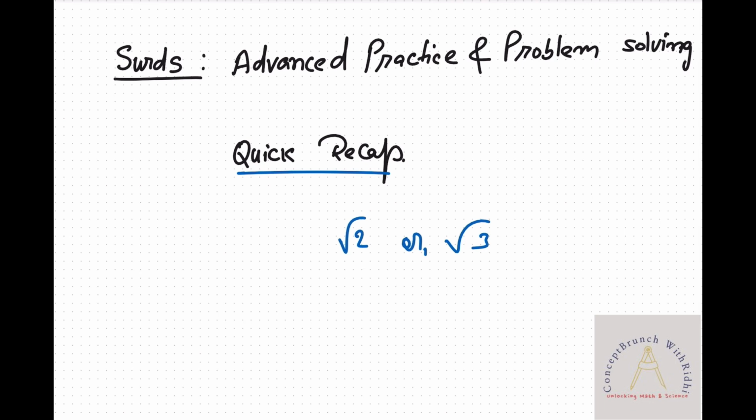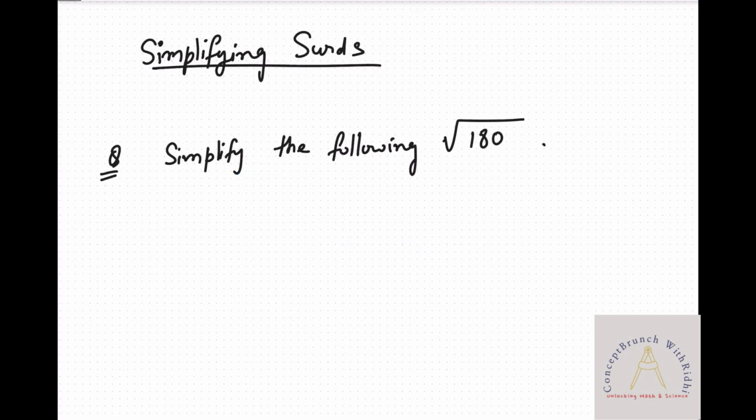So let's start with simplifying surds. The first question is: simplify root 180. The first step is to find the prime factorization of 180. We can do this in two ways. One is with the help of a tree diagram.